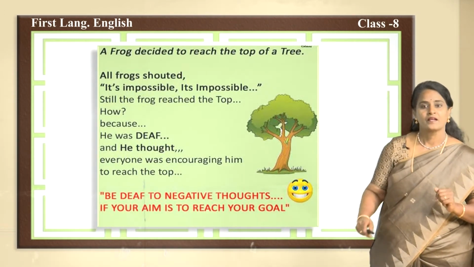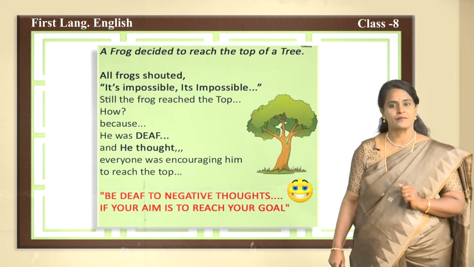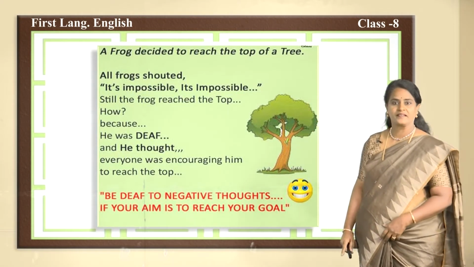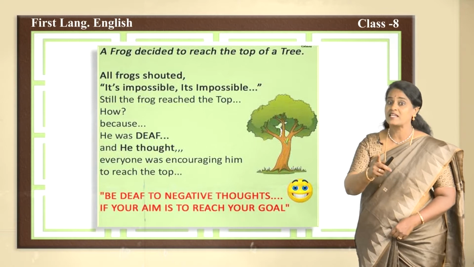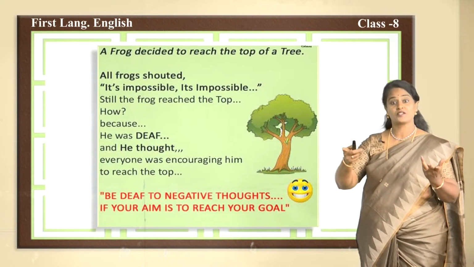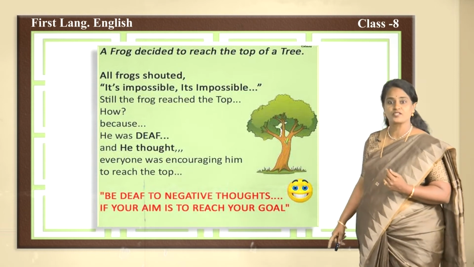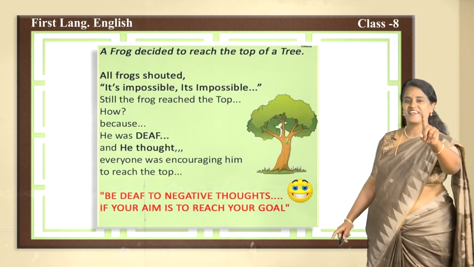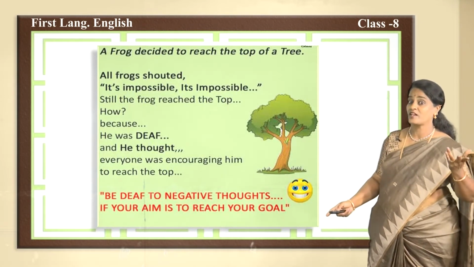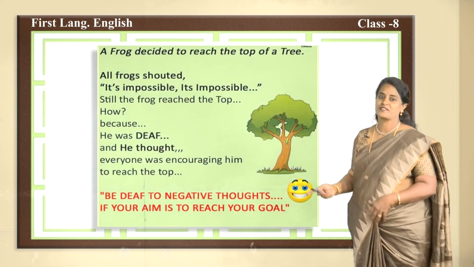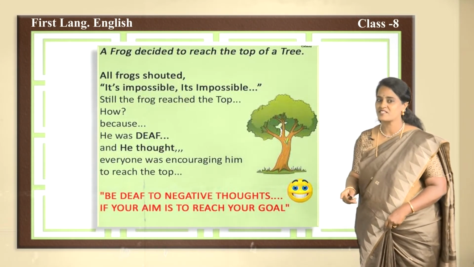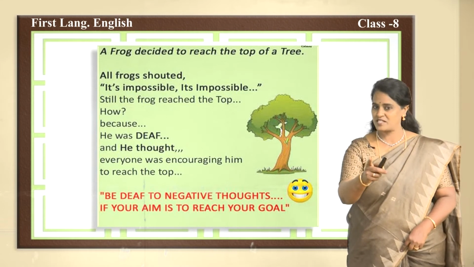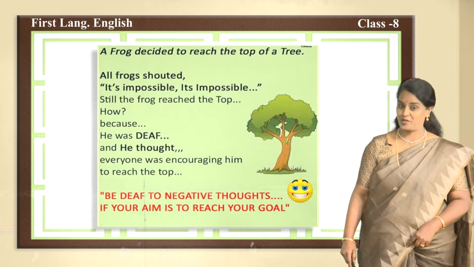Listen carefully. A frog decided to reach the top of a tree. All the frogs shouted, "It's impossible!" Still the frog reached the top. They all shouted, "It's impossible!" But how did the frog reach the top? You can see the frog here. Because he was deaf. And what did he think? He thought everyone was encouraging him to reach the top. And what do you learn from this story? Exactly. Be deaf to negative thoughts if your aim is to reach your goal. I hope you all follow.